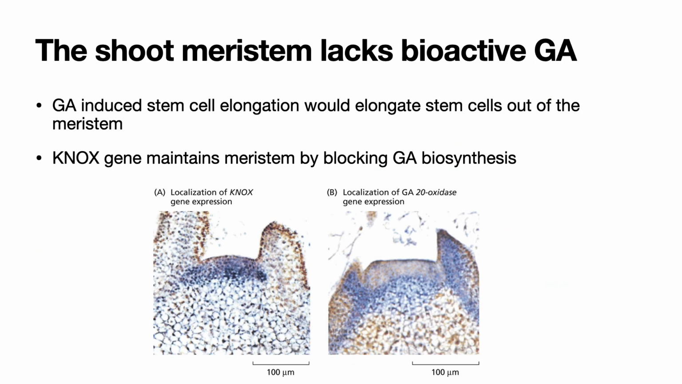Another way that plants control gibberellin biosynthesis is with the expression of the KNOX genes. The KNOX transcription factors directly suppress GA biosynthesis genes in the meristem, thus maintaining low GA concentrations in the meristem. This KNOX-GA regulatory module is crucial for balancing cell division and differentiation in the meristem. It helps to maintain the meristem and not allow it to turn into an elongation zone.